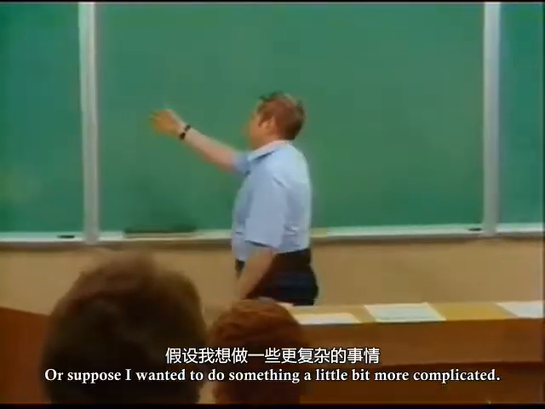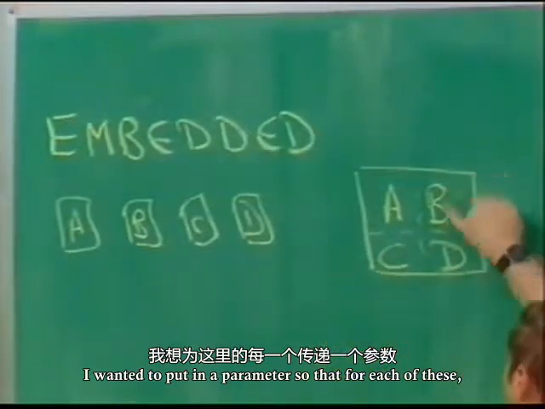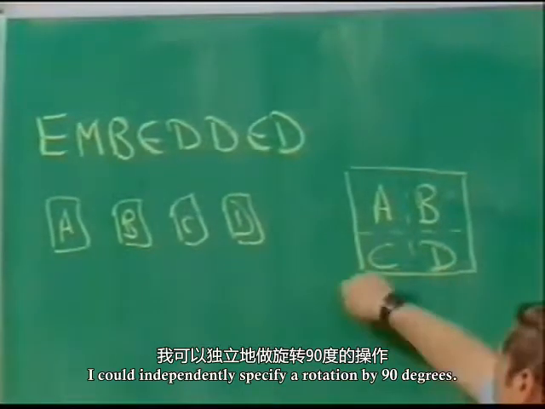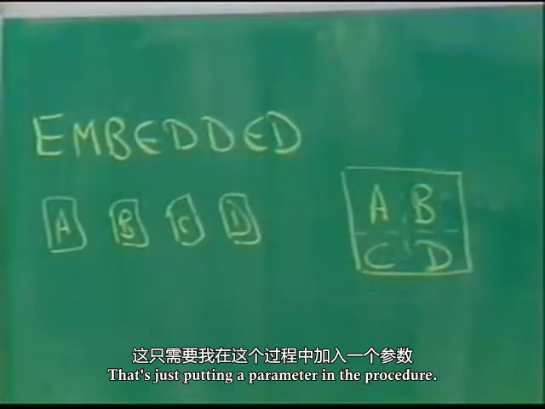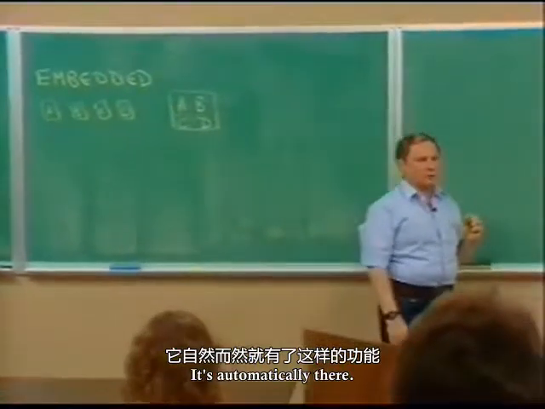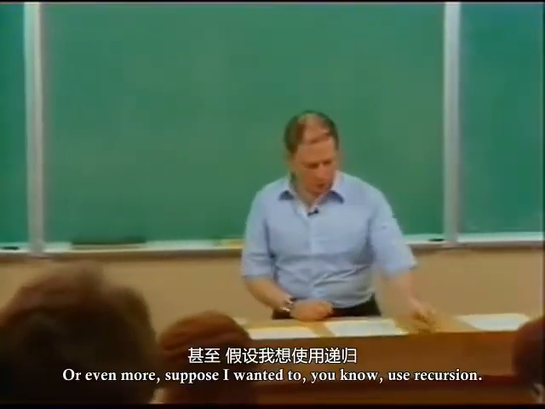Or suppose I wanted to do something a little bit more complicated. I wanted to put in a parameter so that for each of these I could independently specify a rotation by 90 degrees. That's just putting a parameter in the procedure. It's automatically there. Right? It automatically comes from the embedding.